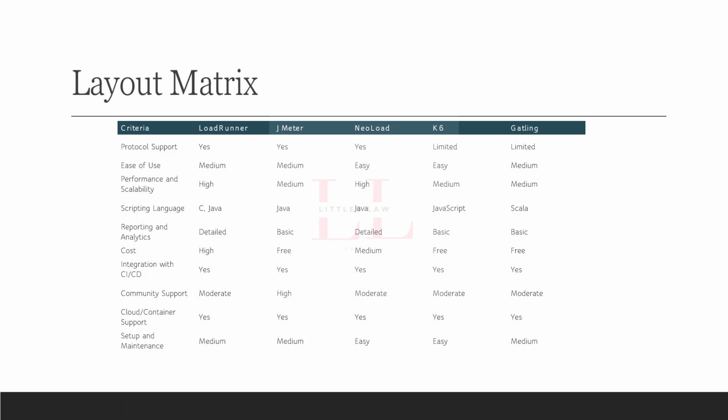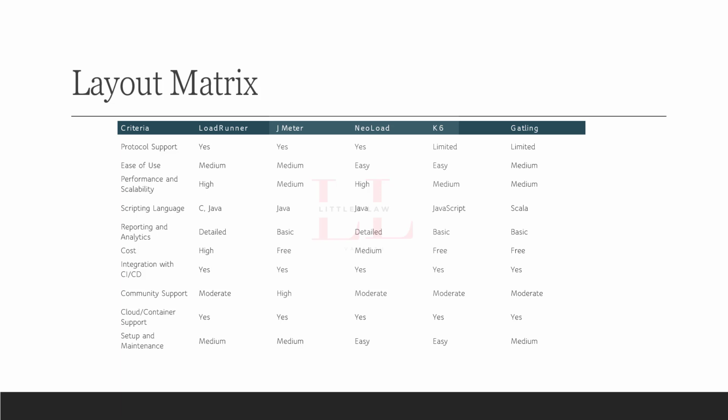So if you're looking for protocols like HTTP, SAP, Citrix, you can very well choose LoadRunner and NeoLoad. And if you're looking for popular protocols like HTTP, JDBC, FTP, TCP, JMeter is a versatile tool for these use cases. K6 and Gatling have more limited protocol support and are primarily focused on HTTP and APIs. Yes, and we all know that. That makes them ideal for modern web applications, but not for legacy or specialized systems.